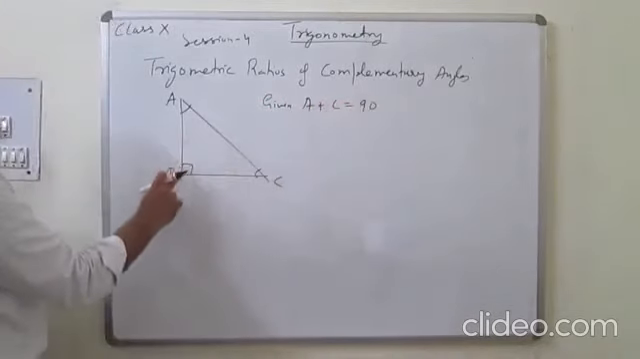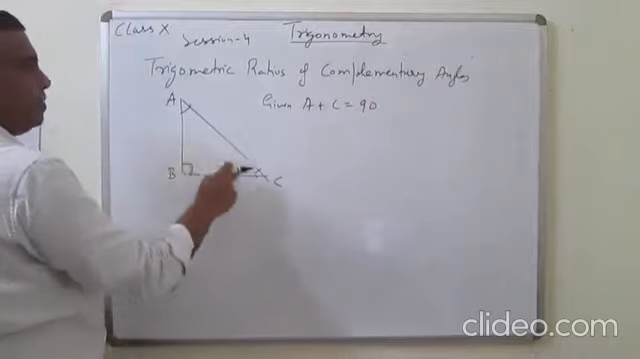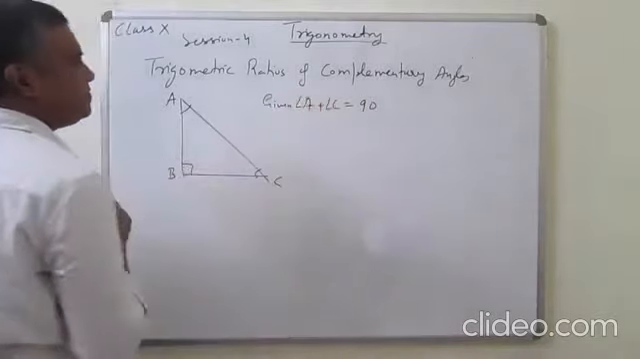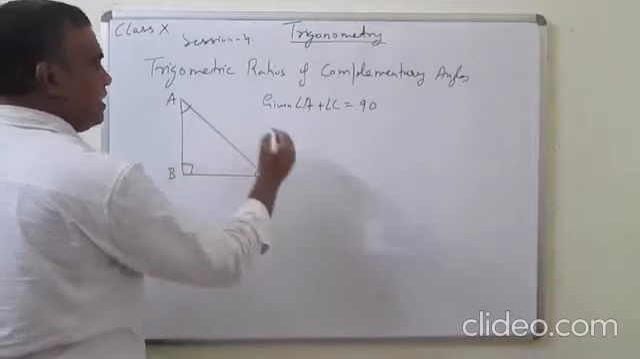इन दोनों एंगल का एडिशन किसके बराबर होगा? 90 का. तो कंप्लीट एंगल कितना हो जाएगा ट्रायंगल का? 180. Now see here angle A, angle C. Now what is sin A?